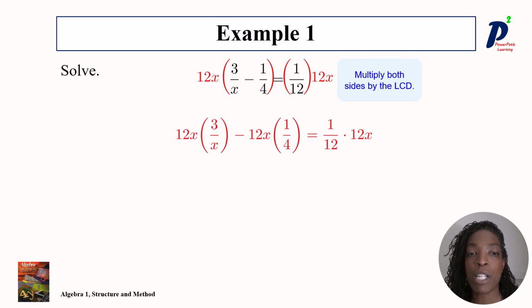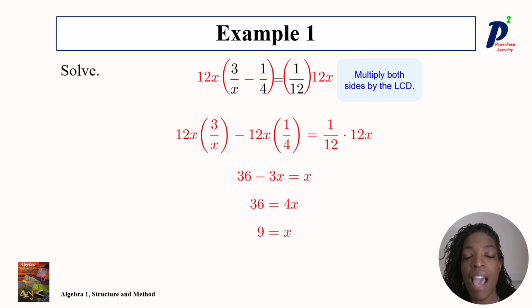So first I'm multiplying 12x by everything. 12x times 3 over x is 36. I get negative 3x next, and then x. That's a simple linear equation that we can solve by just moving our terms, and we end up with x equals 9.